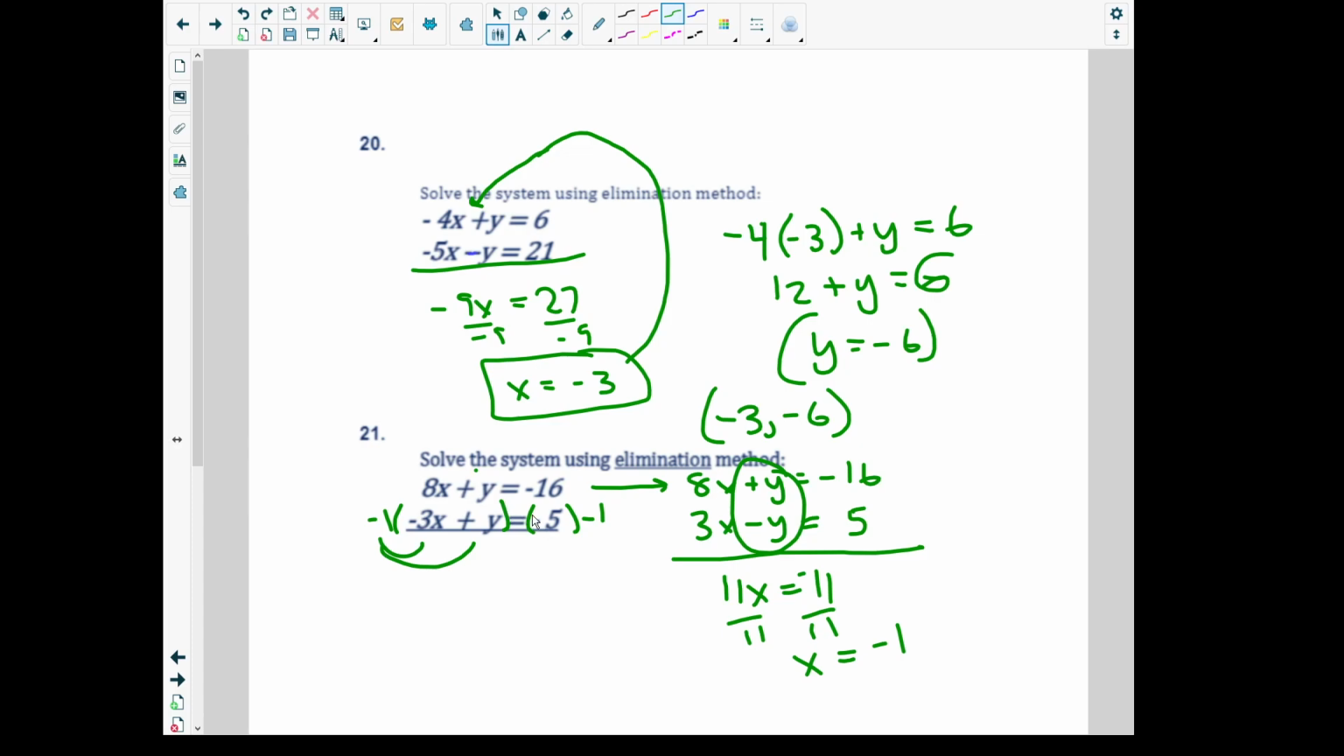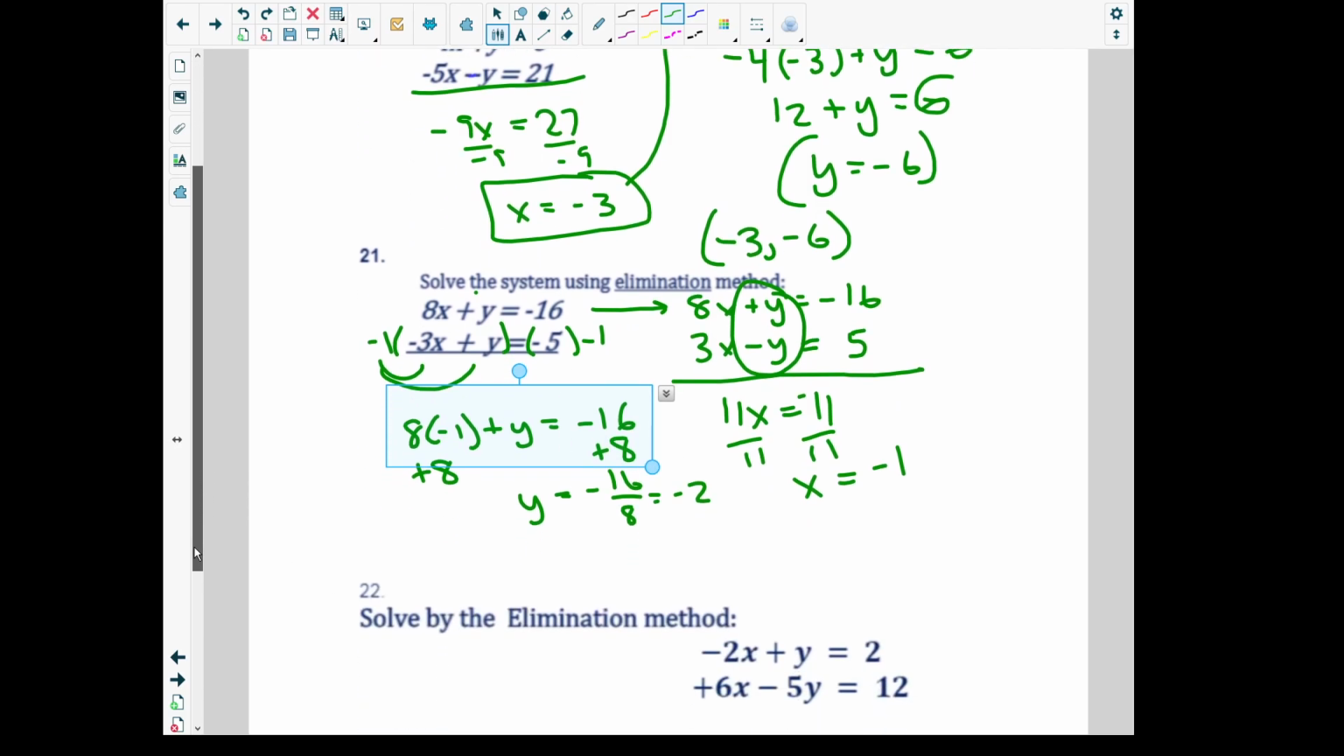Now to get y, I'm going to plug that negative 1 back into the original equation. So I'm going to get 8 times negative 1 plus y equals negative 16. That's going to be negative 8. I'm going to subtract negative 8 from both sides, so that means I'm going to add 8 to both sides. And I'm going to get 0 here, but I'm going to get y equals negative 16 over 8. And that's a negative 2.